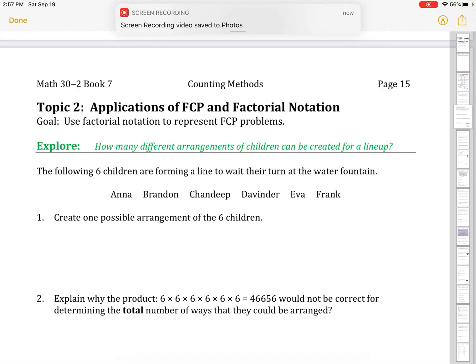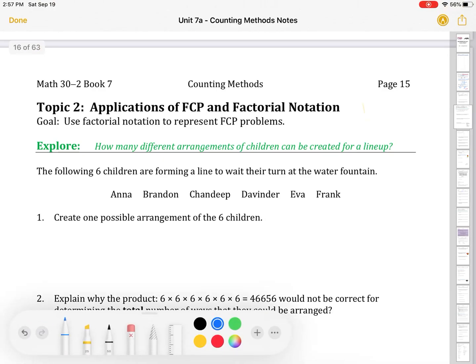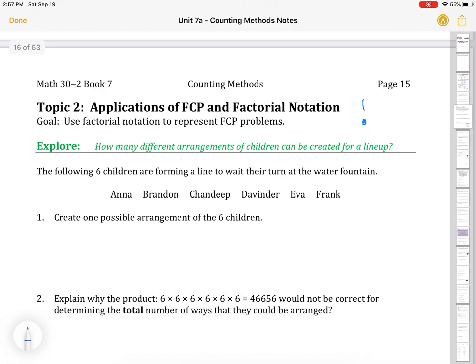All right, so here we are with topic number 2, applications of the fundamental counting principle and factorial notation. Factorials. Let's all put an exclamation mark for that because when we do factorials, you'll know why. Exclamation. So let's explore this idea. How many different arrangements of children can be created for a lineup? So what we're going to do is apply the fundamental counting principle as well as factorial notation. So that's the new topic.